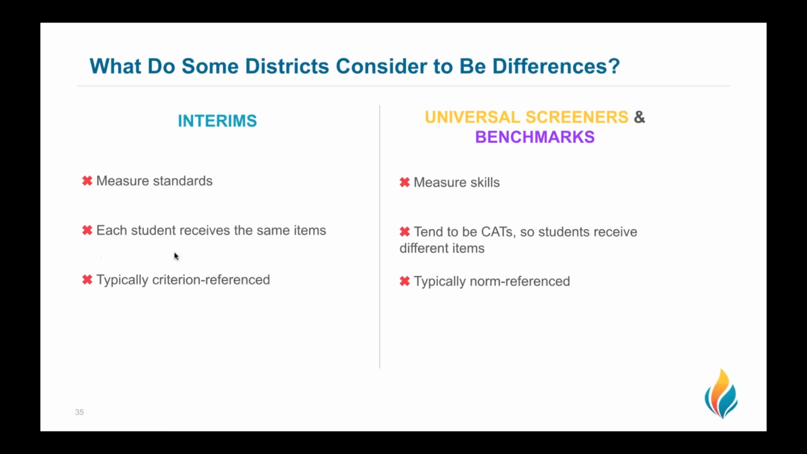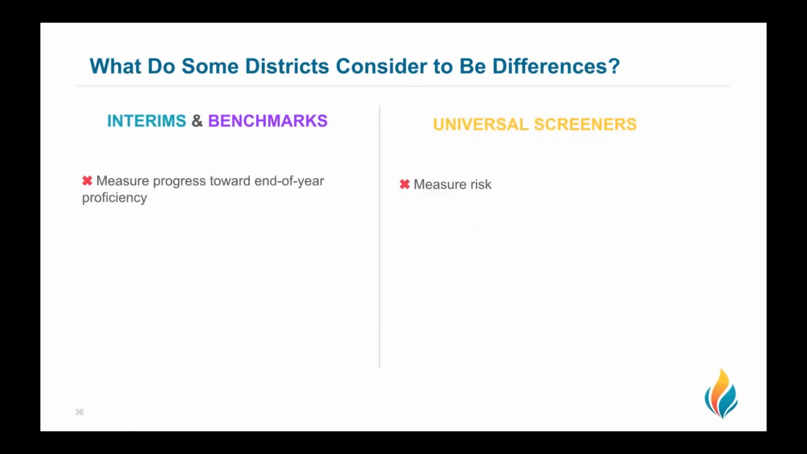I will say interims typically also fall within grade level standards. Universal screenings can be measuring skills outside of grade level. In fact, they need to in order to adequately do their job. And these typically result in norm referenced reporting, so measuring students against other students in that subject area during that season across the nation. That's why you usually get a national percentile rank as a score for universal screeners.